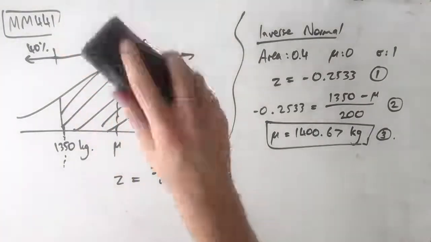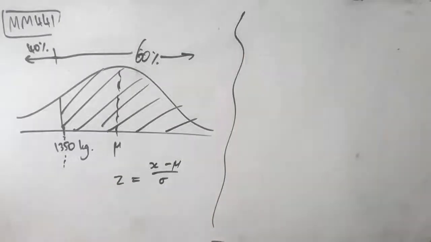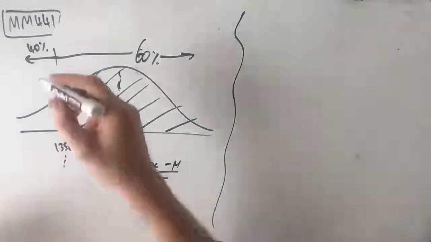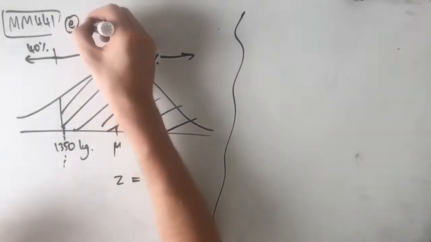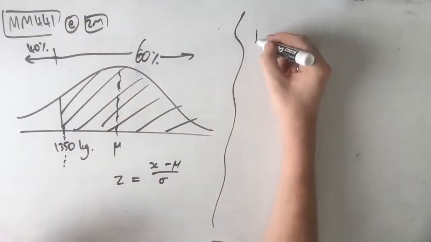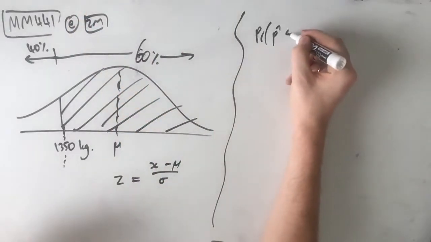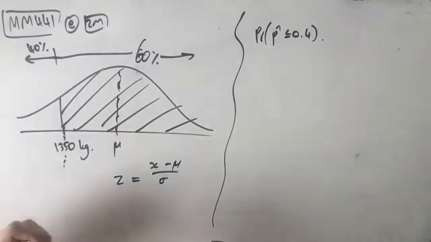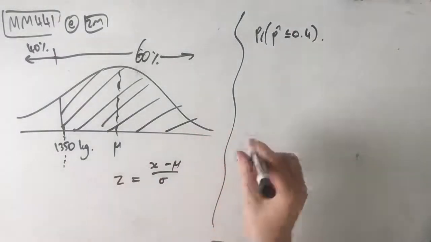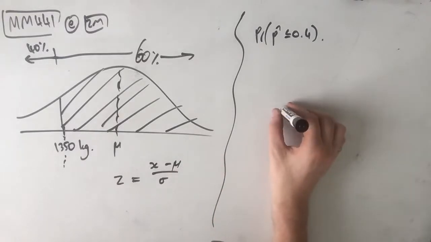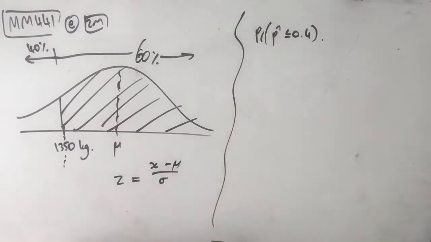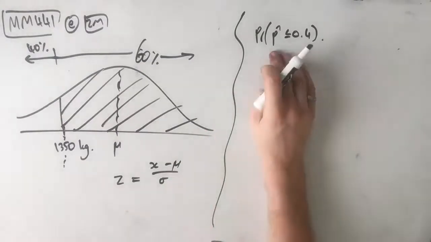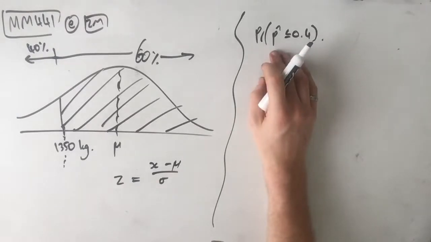Part E is a 2-mark question. And says, a sample of 200 cars is taken. Find the probability that p hat is less than or equal to 0.4. Now, what we're talking about with p hat, actually I'll just finish the question, where p hat is the random variable of a distribution of sample proportions of cars that weigh less than 1350 kilograms in samples of size 200.